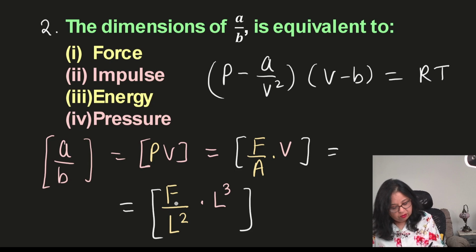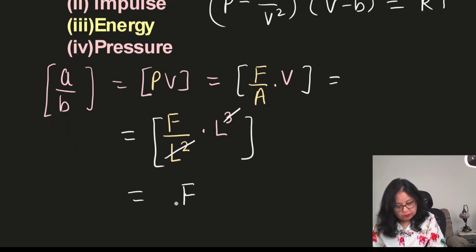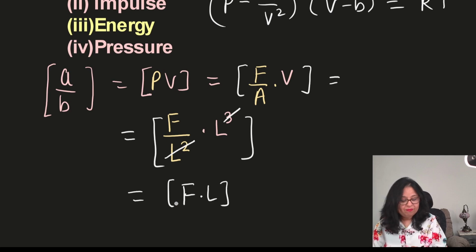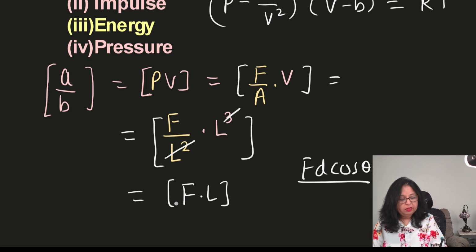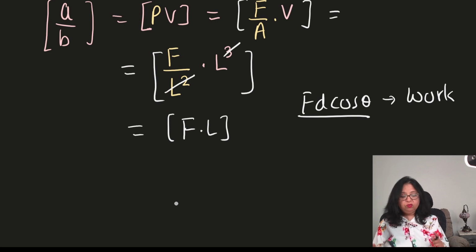Now what does this give you? L squared at the bottom cancels out L squared at the top. That leaves you with F times L. Do I need to go further? Force times displacement, cosine theta. FD cosine theta is nothing but work. So if you knew that much, then you know that this is work. In other words, this is energy. But let's say you didn't remember it.